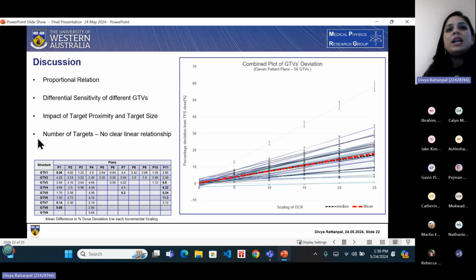When analyzing 11 patient plans, I did not get any clear relationship between the number of targets and the deviations, because in some plans, fewer targets showed more deviation, and in another plan, more targets showed less deviation. So there is a need for more data to conclude this.